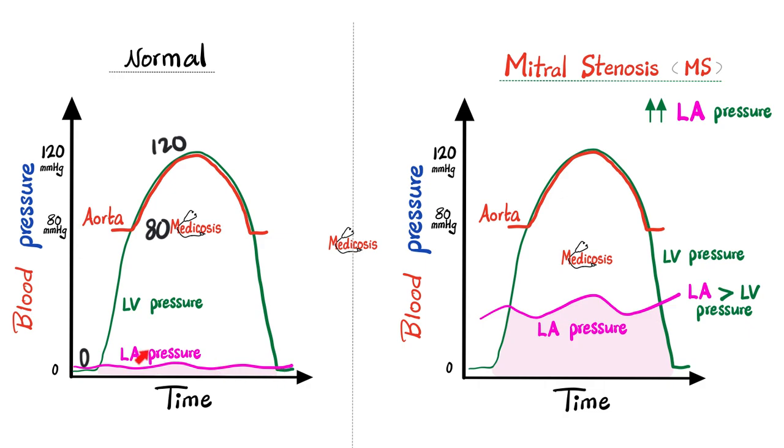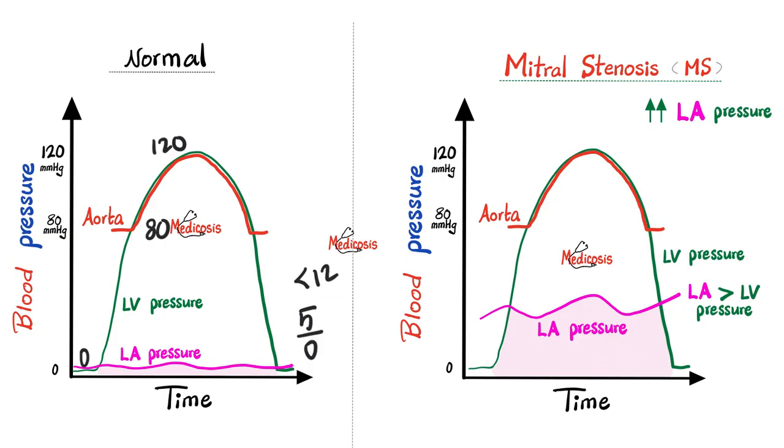How about the left atrial pressure? Normally, the left atrial pressure should be about 5 over 0. So 5 systolic, 0 diastolic. It doesn't have to reach 5. It could be 3, it could be 4, no one cares. Look, as long as it's less than 12, we're good.